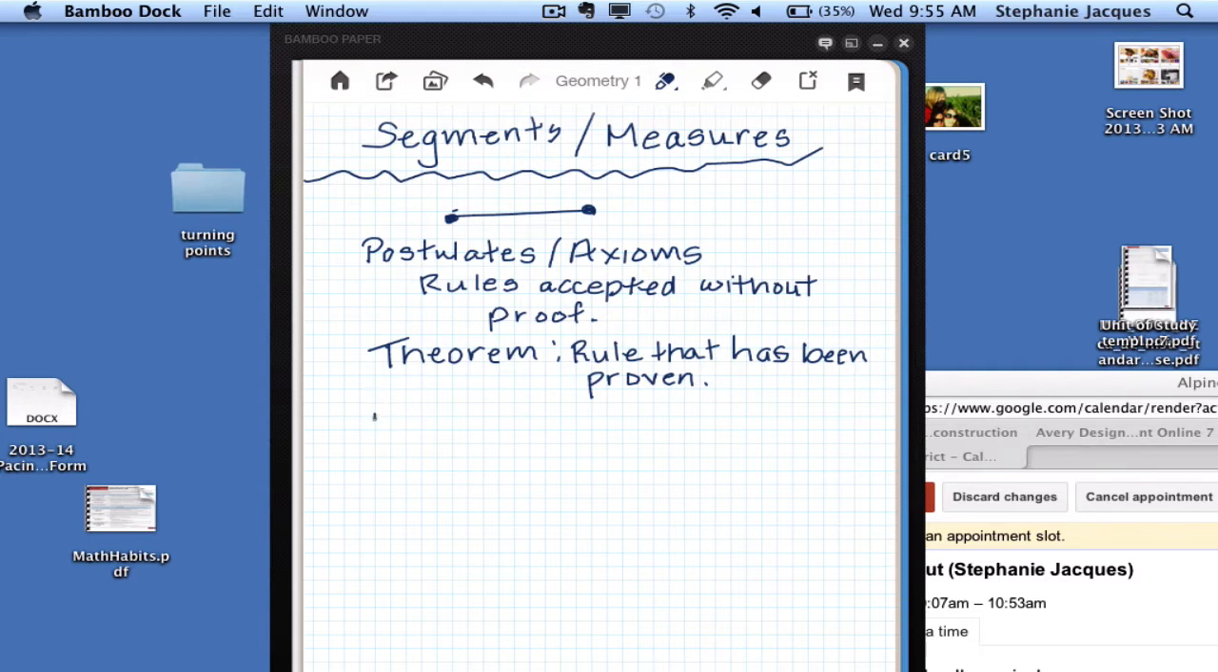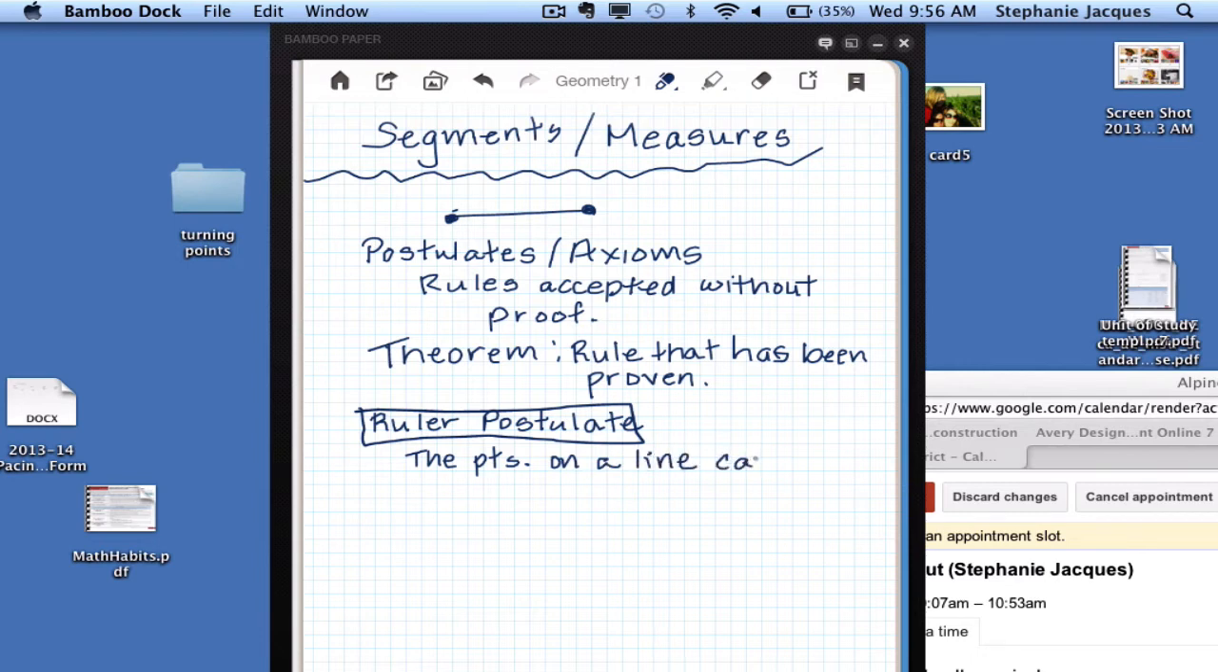And that one's called the ruler postulate. So just like a ruler that you use to measure something. And I'm boxing it because I'm going to box all of the postulates. Basically, what it's saying is that the points on a line can be matched one-to-one with real numbers. So in your composition books, you want to put the points on a line can be matched with real numbers. And I'm going to give you a visual to show you what that means.